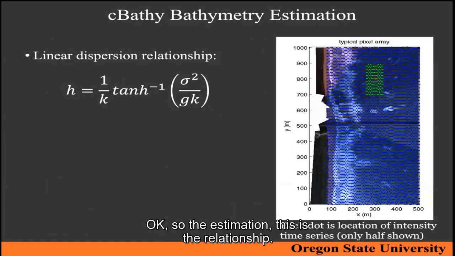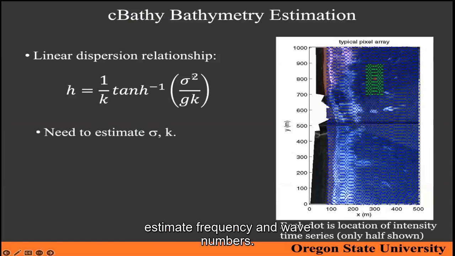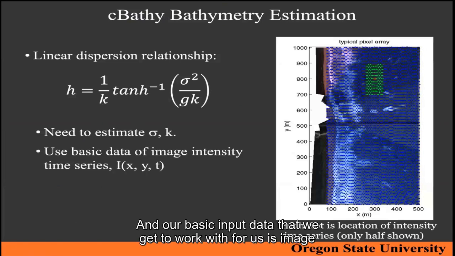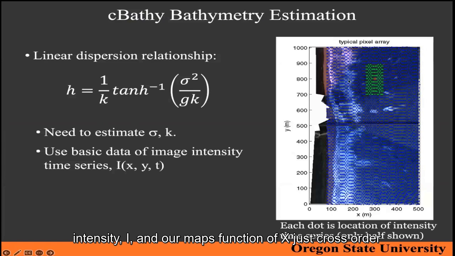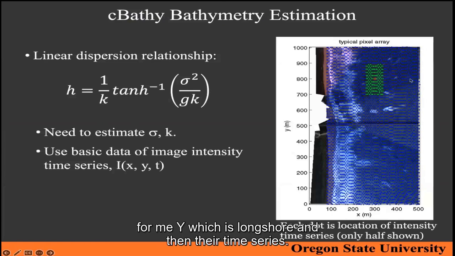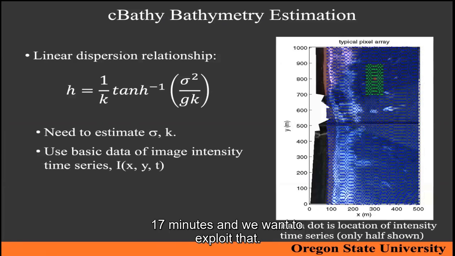Okay, so the estimation. This is the relationship we're exploiting, frequencies and wave numbers. So we need to estimate frequency and wave numbers. And our basic input data that we get to work with is image intensity, I, and our maps, function of X, which is cross-shore for me, Y, which is longshore, and then their time series. So we get a bunch of these maps, basically, every half second for 17 minutes. And we want to exploit that.